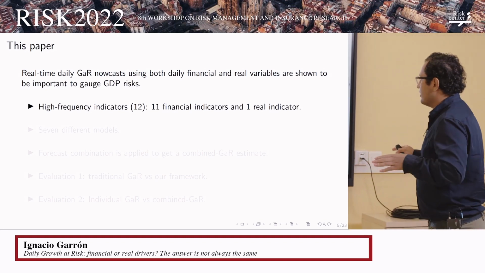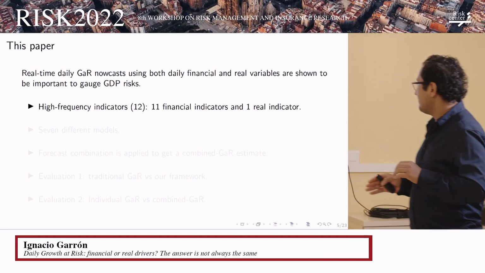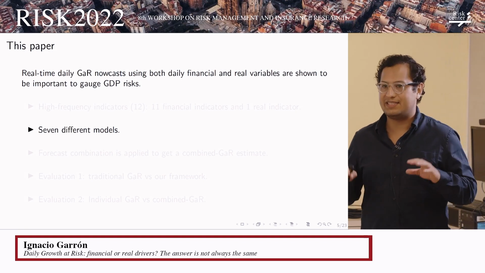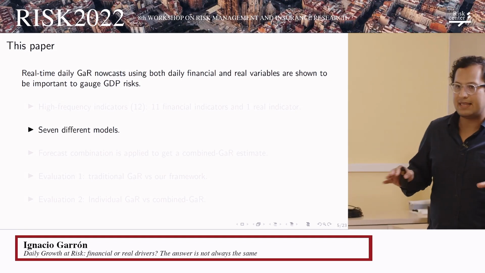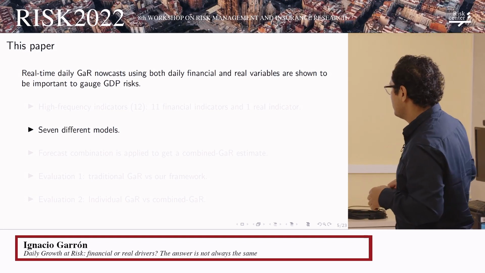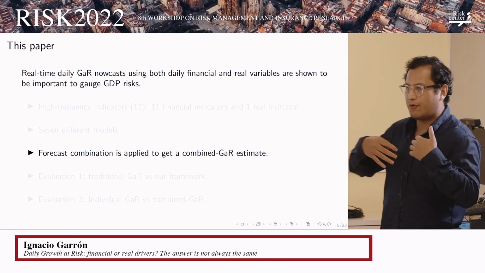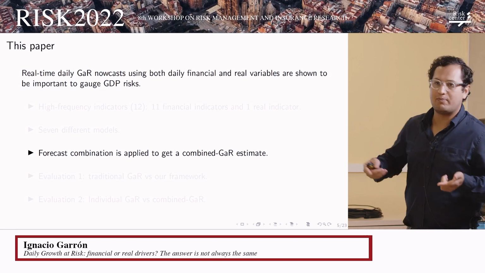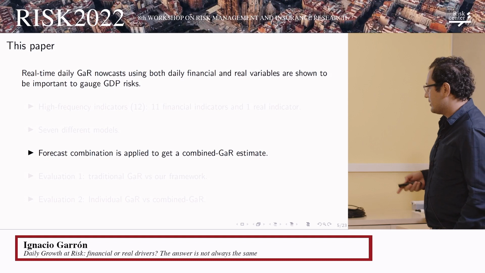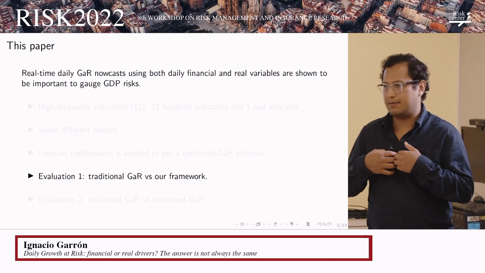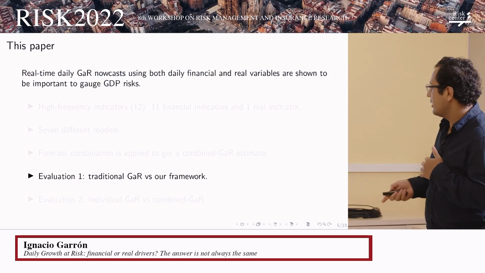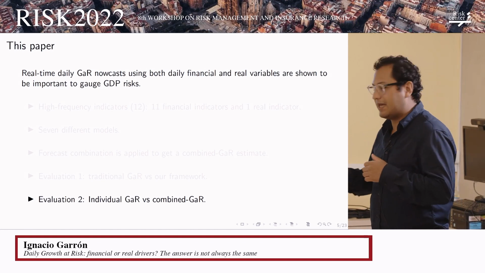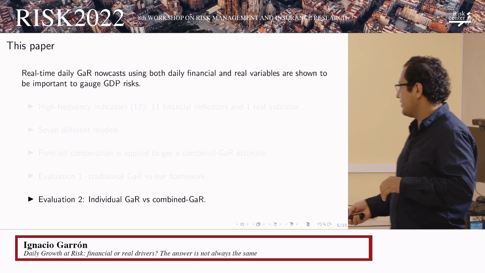So I will use 12 high-frequency indicators, 11 financial indicators and 1 real indicator, and I will estimate, say, 7 different models, namely MIDAS-like models and Lasso-type models. And I will use a forecast combination scheme in order to further improve my forecast of the growth at risk. I will evaluate my framework against the traditional framework, and I will evaluate, for example, individual GaR estimates against my combined GaR estimate.